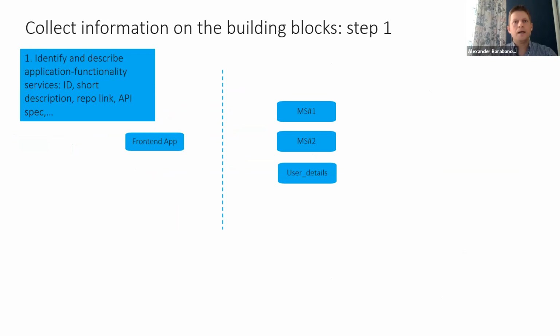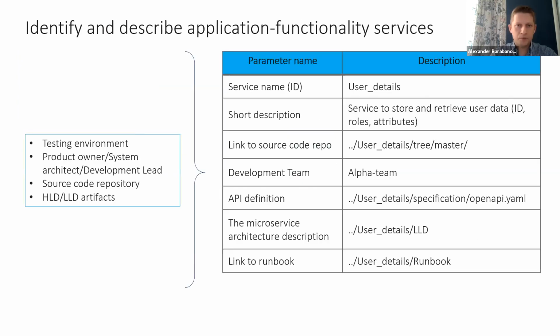So firstly, you should identify and describe your application functionality services. Those are the services that implement some business-related function like storing customer data or displaying some product catalog. And you should collect some information. For example, you should collect a unique service name or ID, and a very short description of the business process or functionality implemented by the microservice. I think one or two sentences are enough.